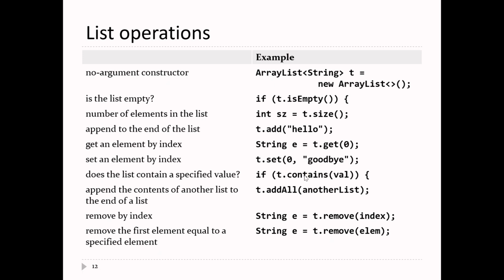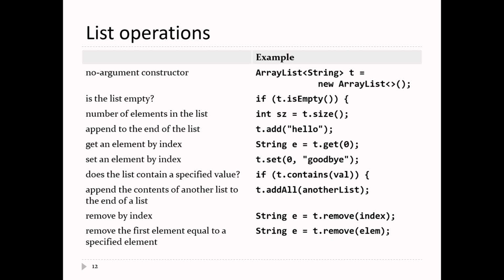Lists can search themselves. So if you want to know does a list contain a value, the method is called contains. It returns true or false. If you have another list and you'd like to add the elements of that list to the end of another list, that's addAll. So t.addAll(another list) takes all the elements from another list and adds them to the end of t.